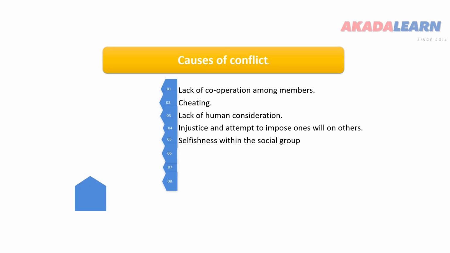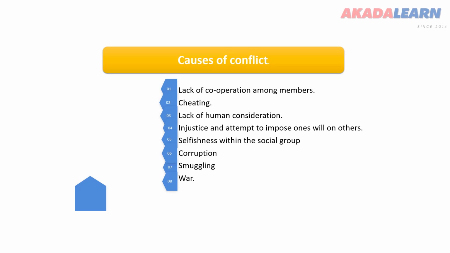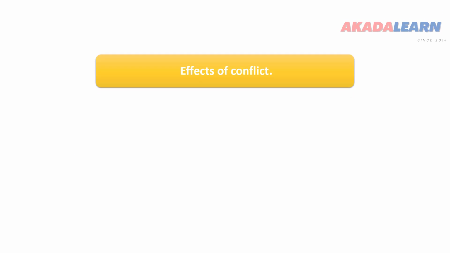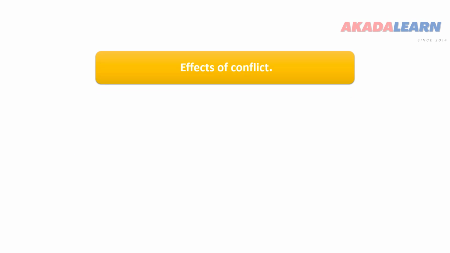Selfishness within group, people forming different groups and trying to impose their needs above others. And corruption, this is also a form of cheating. When you take what does not belong to you, there's bound to be conflicts. Smuggling, and finally war. And where there is war, there is conflict. Having looked at the causes of conflicts, let's go straight to the effects of conflicts.